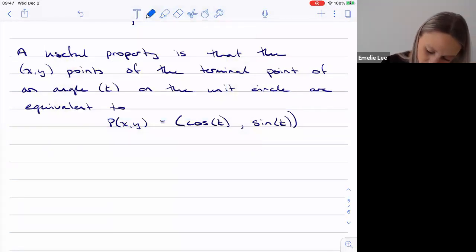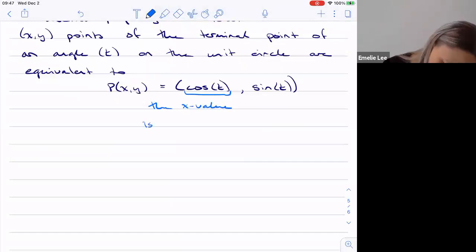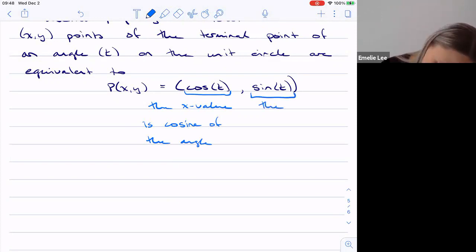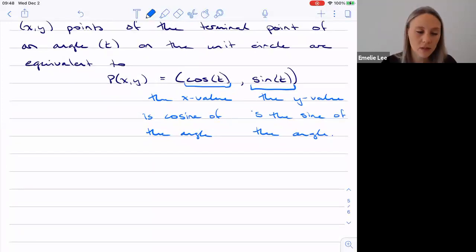So what this says is that the x value is the cosine of the angle, whereas the y value of the terminal point is the sine. The y value is the sine of the angle. Weird.